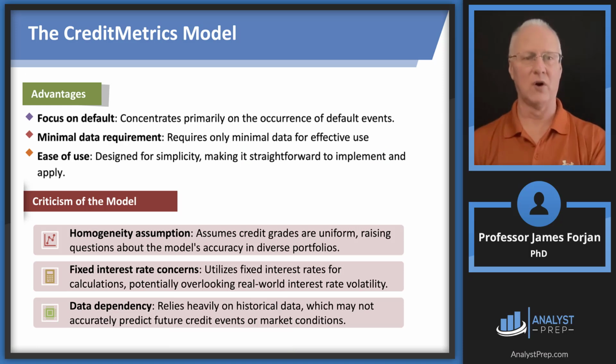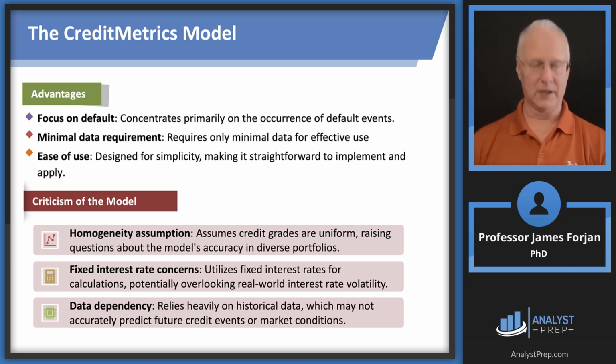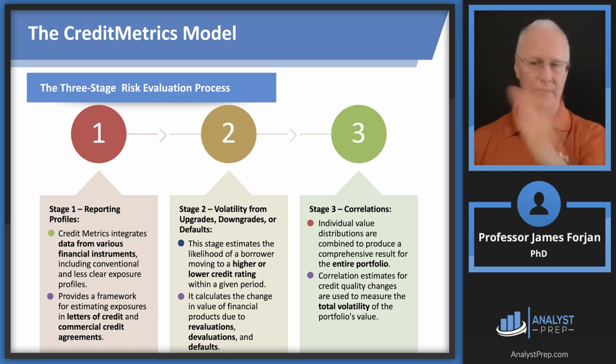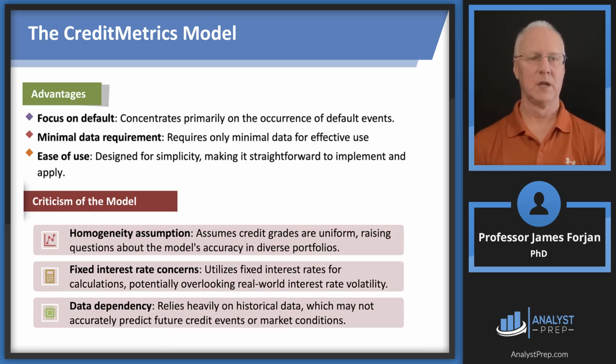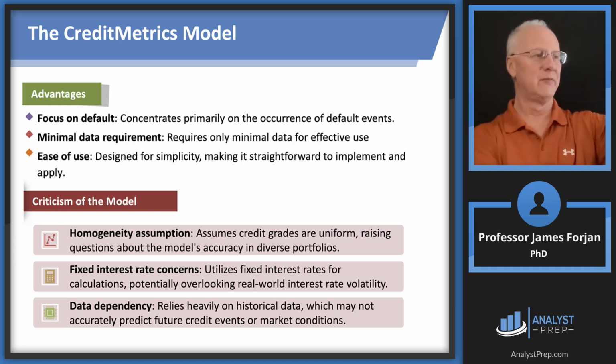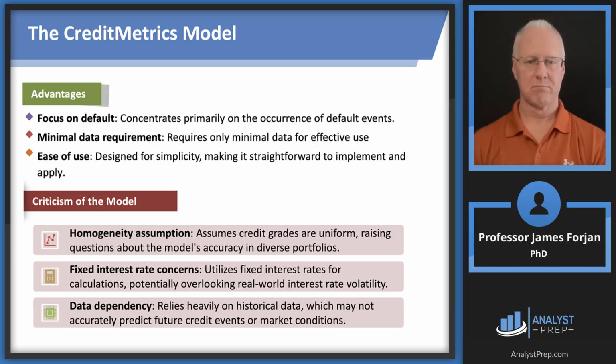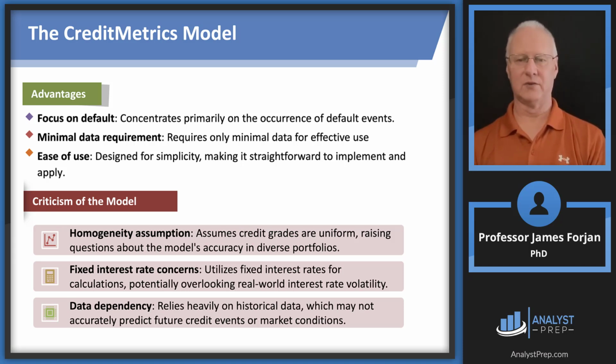What are the advantages? It focuses on that default. We don't need a whole lot of data. We have our data. We can go back over here and scan the environment and figure out what's going on over there and inside of our business, right? Ease of use. What don't we like about it? Homogeneity assumption, right? Assumes credit grades are uniform. That's why I was saying that if this one defaults, this one is more likely to default. It's in that same bucket. How do we handle volatility there? So there's this fixed interest rate concern. So we're going to use our fixed interest rate calculation, and it's dependent on data.